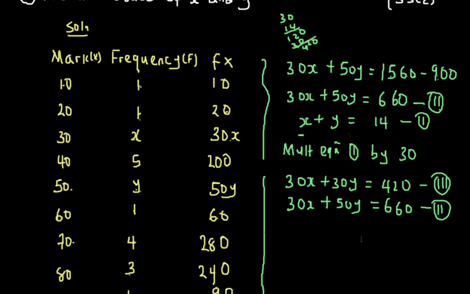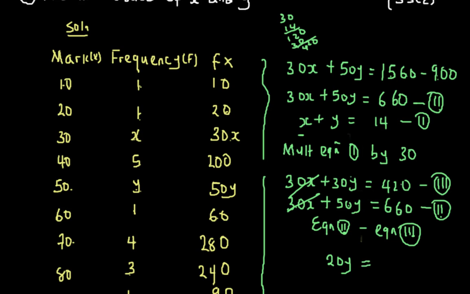Do you understand? So I can say equation 2 minus equation 3. Equation 2 is the equation below. So we'll be having 30x minus 30x, that will cancel out. Then we'll be having 50y minus 30y, that will be 20y. I hope you understand what I'm doing, because I said equation 2 minus equation 3. So what is below minus what is above. Does this make sense?